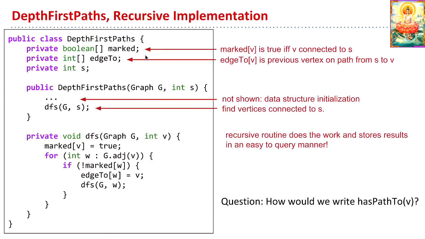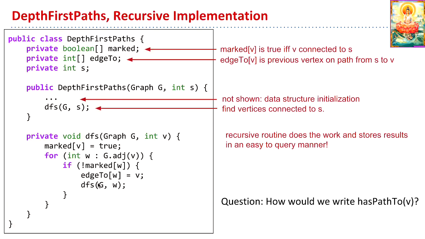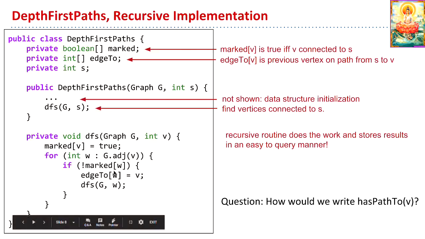I have two variables that are for tracking all the information that we've observed. We have a marked array and an edgeTo array. And then we also have our start vertex that someone gives us. Okay? This DFS function is what does all the work, and this just basically does what we were doing out loud. It sets marked for each neighbor. We check to see if it's marked. If it's not marked, we set the edgeTo and DFS. Okay, so there you go.